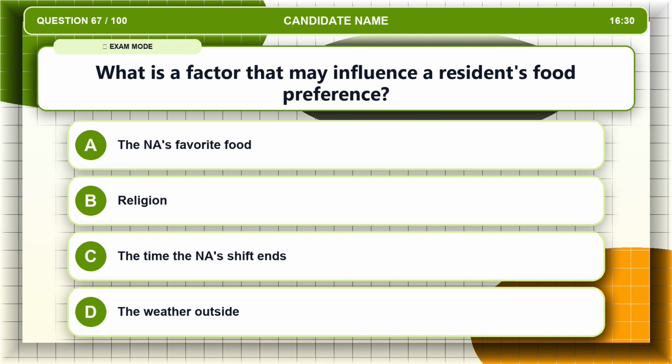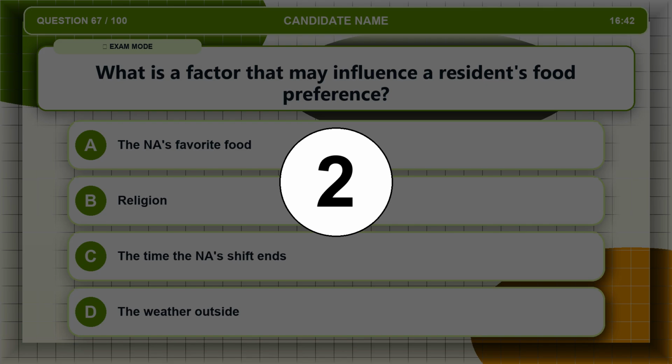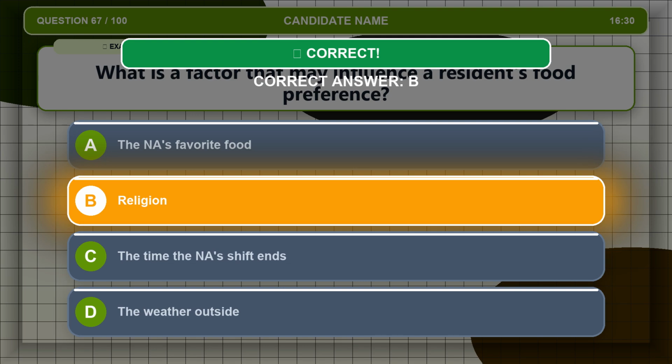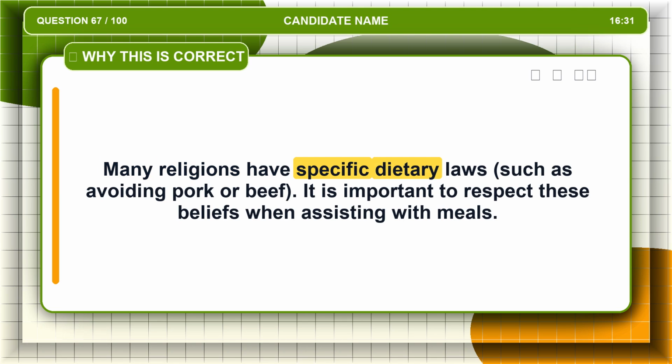Question 67. What is a factor that may influence a resident's food preference? Option A, the NA's favorite food, option B, religion, option C, the time the NA's shift ends, option D, the weather outside. The correct answer is option B, religion. Many religions have specific dietary laws, such as avoiding pork or beef. It is important to respect these beliefs when assisting with meals.